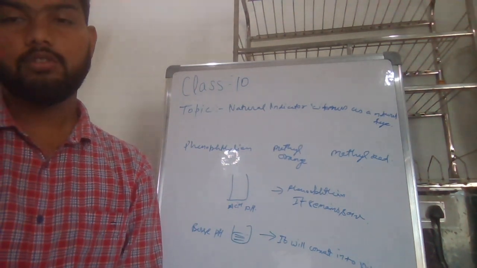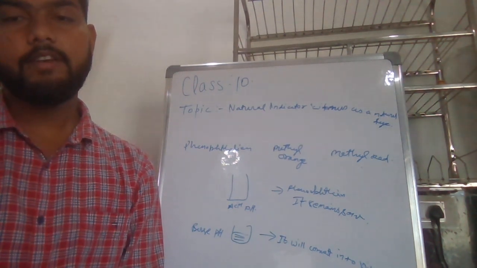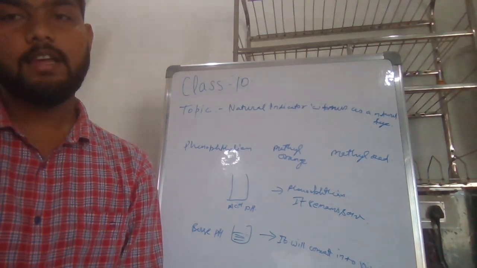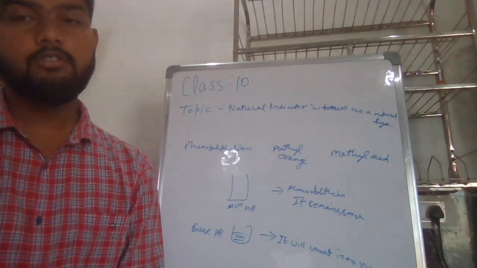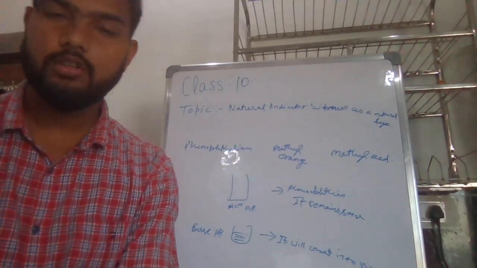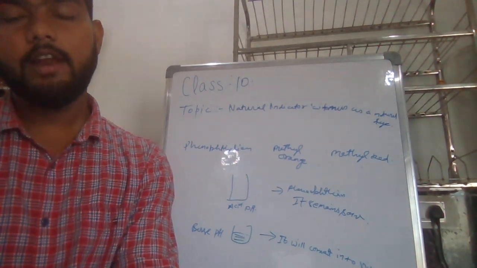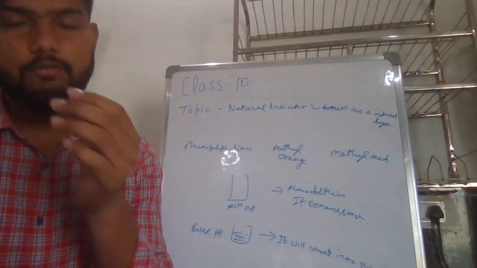This can be used as a natural indicator. Here I have given a table with indicator, substance, color in neutral solution, color in acidic solution, and color in basic solution. You have to find out and tell me what you find after doing this activity.